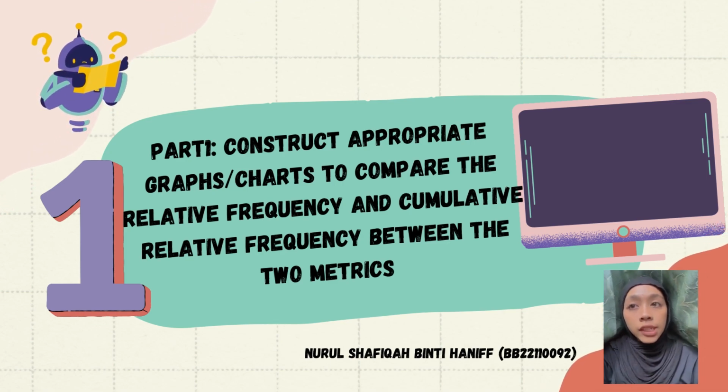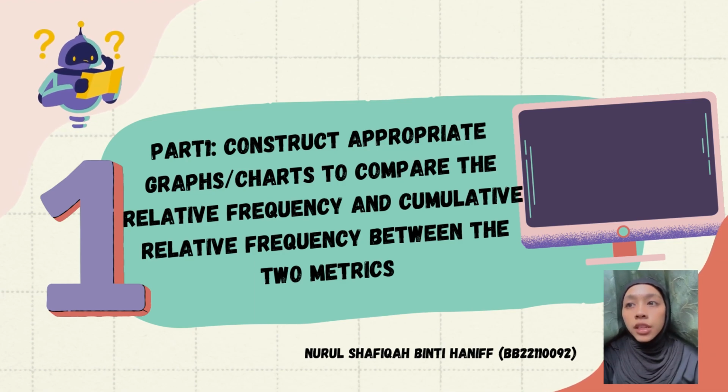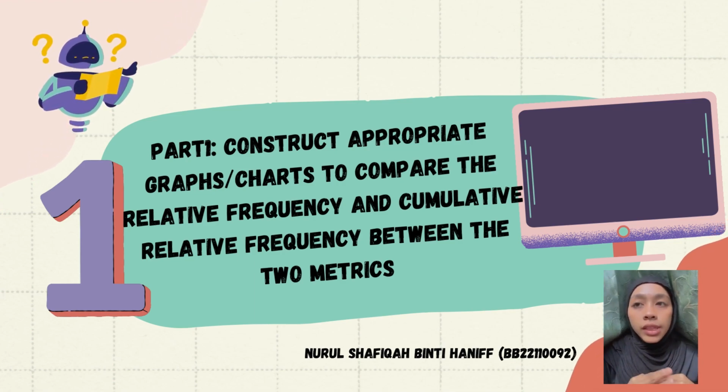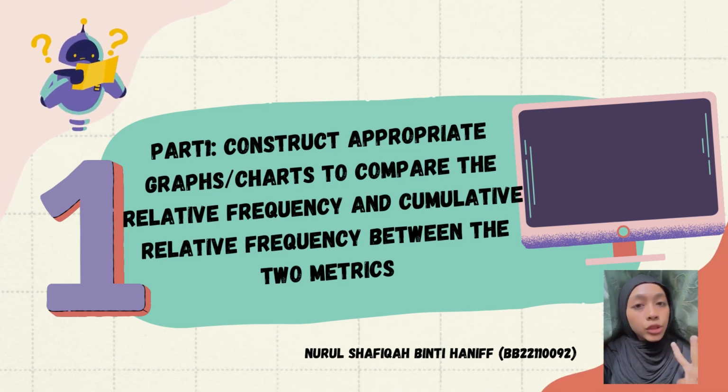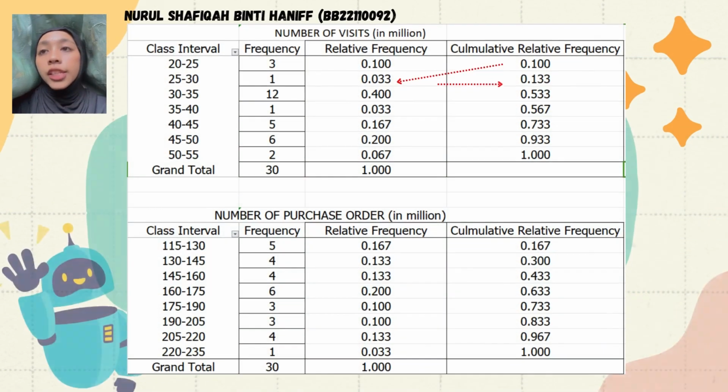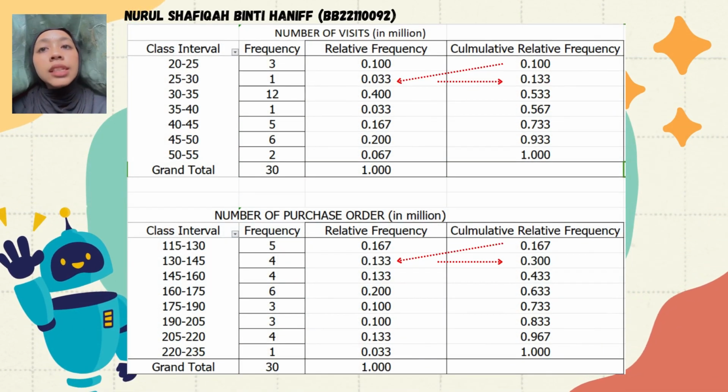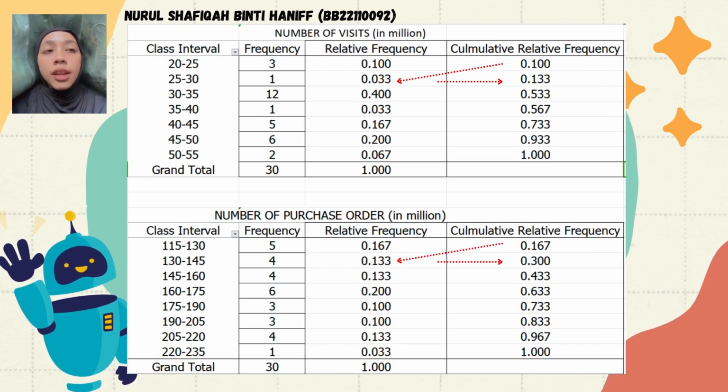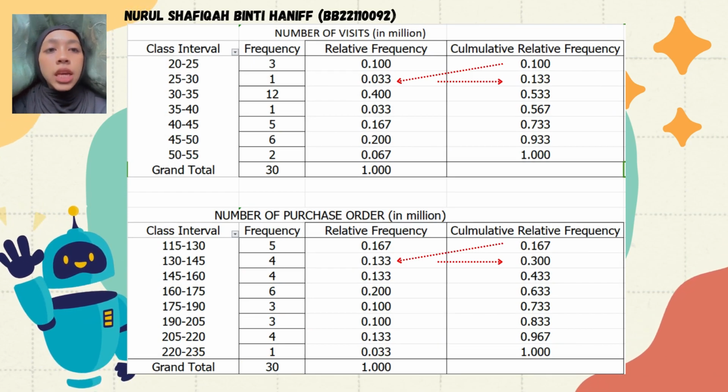I will present to you the first part, which is to construct appropriate graphs or charts to compare the relative frequency and cumulative frequency between the two metrics. I chose to make grouped data, where I do the class interval for the e-commerce data for both metrics, the number of visits in million and the number of purchase orders in million.